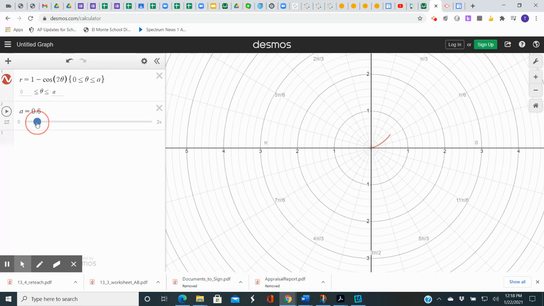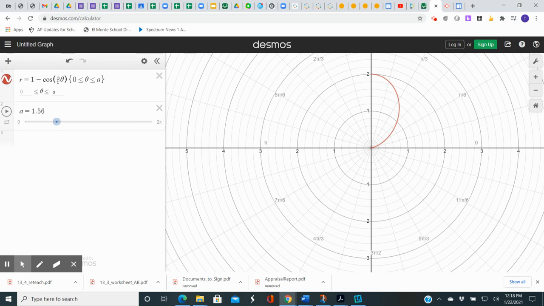And then as theta increases from 0 to pi over 2, pi over 2 is about 1.57. So as theta goes from 0 to pi over 2, I am able to sketch this particular part of the curve. Now, when theta is pi over 2, then you have 2 times pi over 2, which is pi.